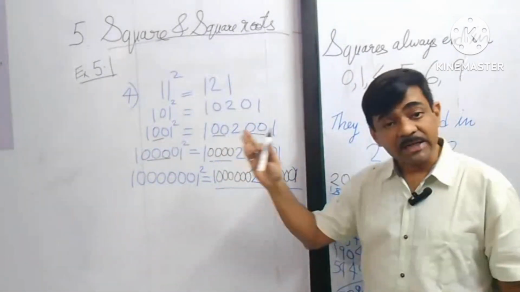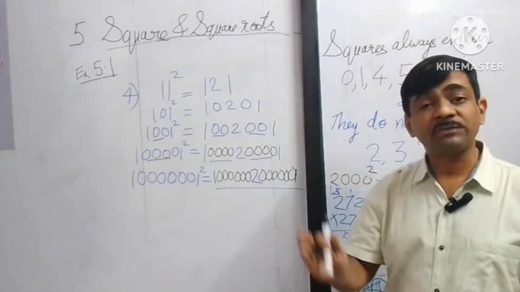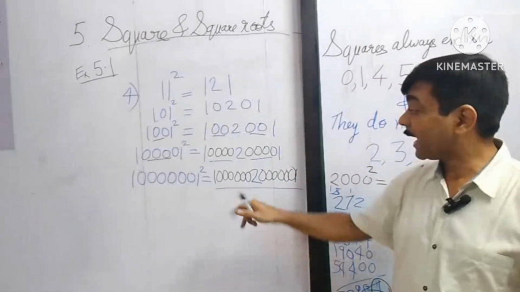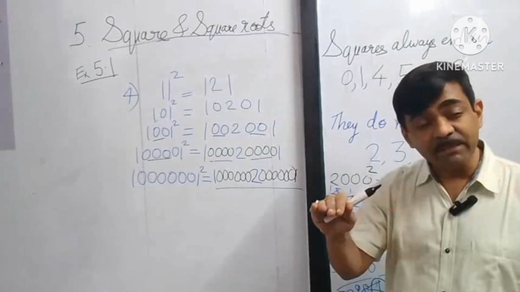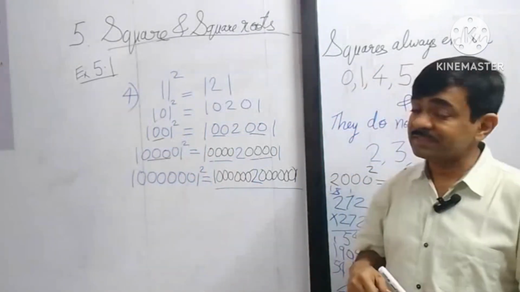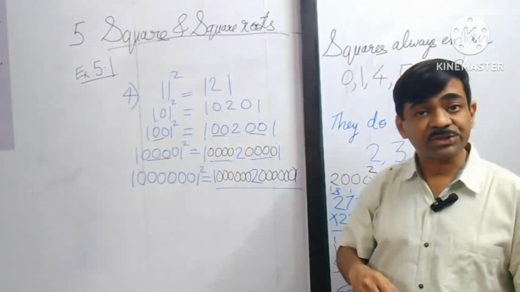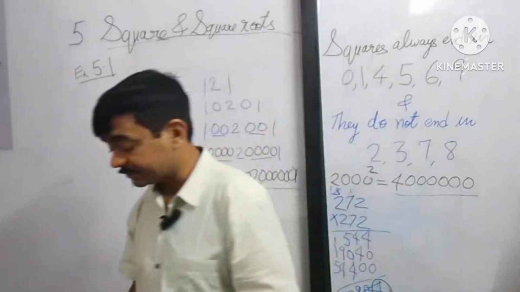So the number starts with 1, ends with 1. In the entire center of the number, I have the number 2, and between 1 and 2 and between 2 and 1, we have the same number of zeros as there were in the question on the left hand side. This was the 4th question of exercise 5.1. Let's proceed with the 5th question.